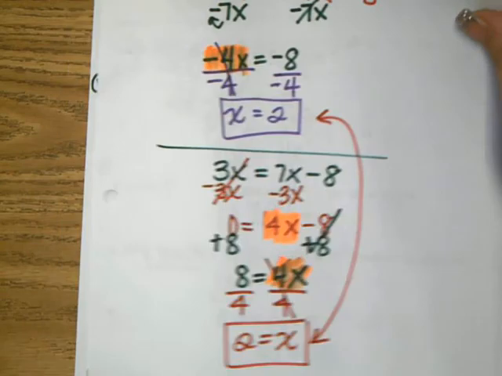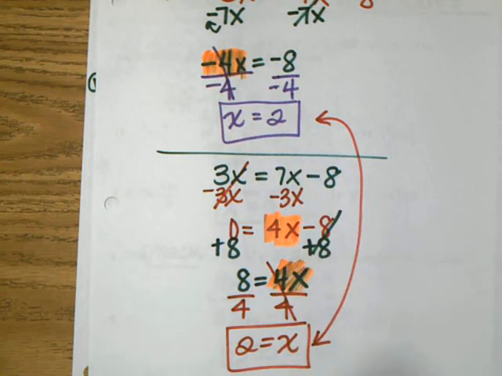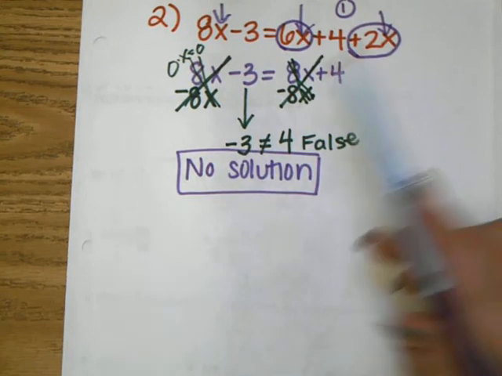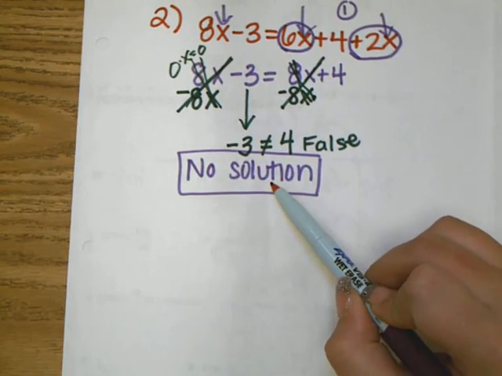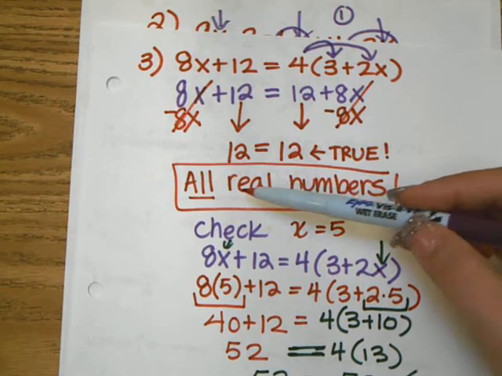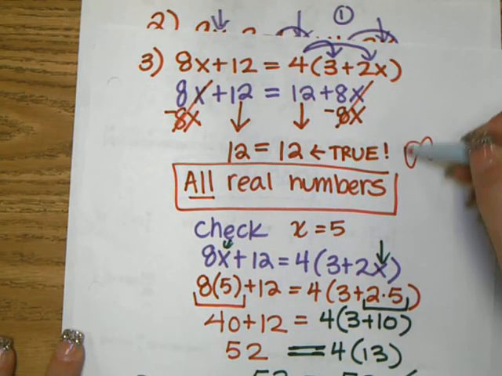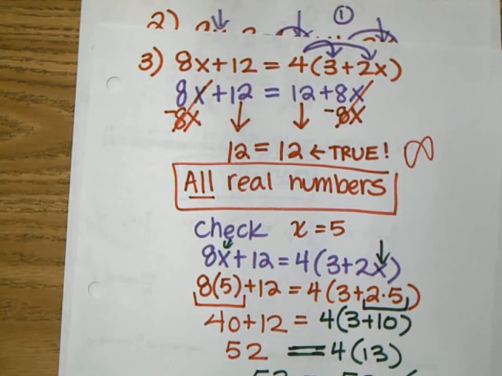So let's recap here. When we solve equations, we can get an answer. One answer, x equals one number. Or today we learned that you can have no number for x, no solution. Or we could have that x could be many numbers, all real numbers, an infinite amount of numbers for x.